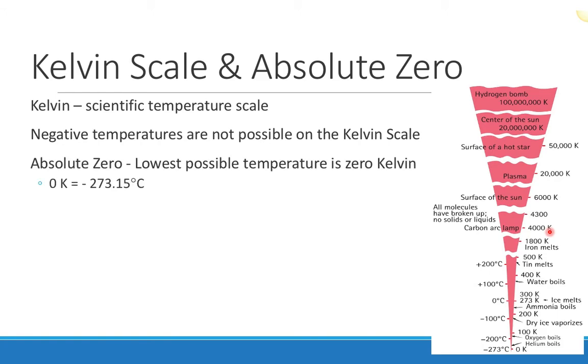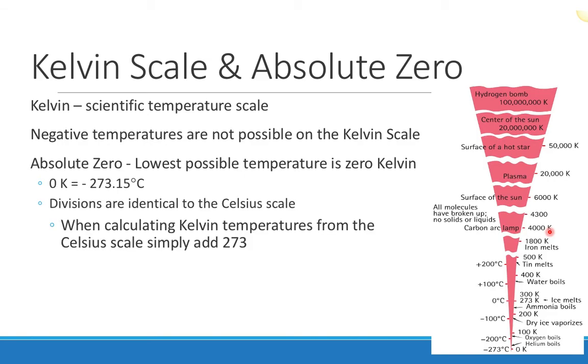So the lowest possible temperature is 0 Kelvin, which is equivalent to negative 273.15 degrees Celsius. Again, lowest possible temperature. Kelvin cannot be negative. At 0 Kelvin, the molecules are no longer moving. Their average kinetic energy is 0. It turns out that the divisions on the Kelvin scale are exactly identical to the Celsius scale. So if I take a change in temperature on the Celsius scale, I will get exactly the same change in temperature on the Kelvin scale.